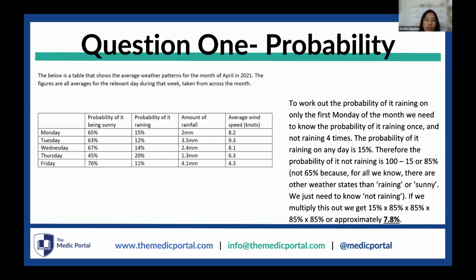When we think about the probability of not raining, it's got to be 100 minus 15, because that will leave us with not raining, which is 85%. So we just want to figure out the probability of it not raining. Raining is 15, so not raining is 85. If we want to multiply this, we can multiply 15% times 85% four times over, and then do that 4 times over, which is approximately 7.8%. So what we found was the probability of it raining once and then not raining 4 times.